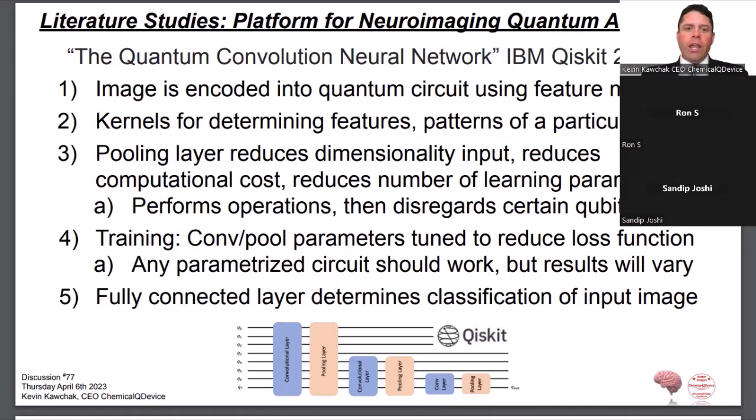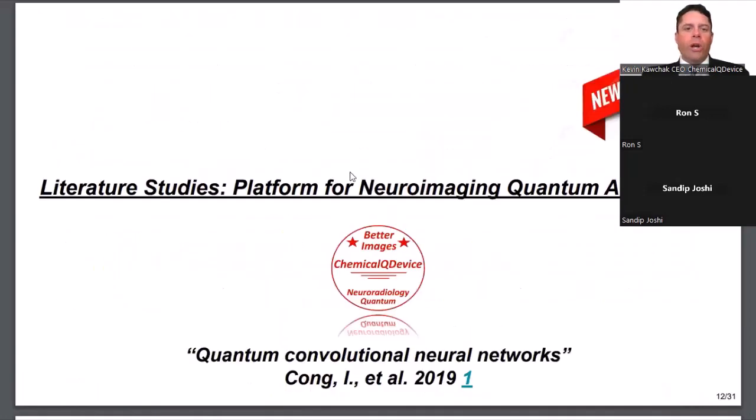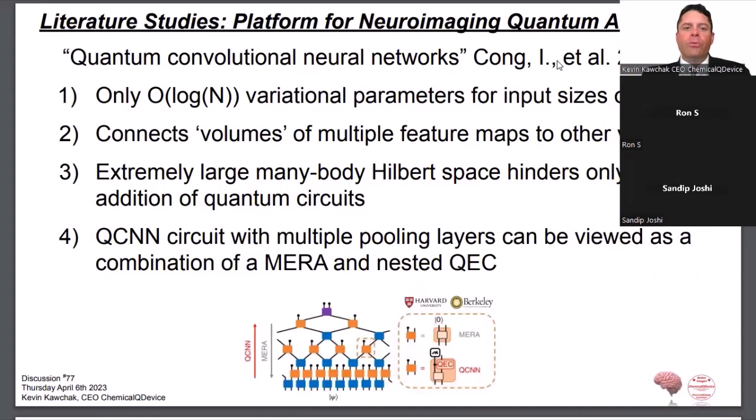For training, these parameters are tuned to reduce the loss function. Any parameterized circuit should work, but results will vary. The fully connected layer determines classification, and that's at the end. This is thought to be a strong point for ion trap hardware, which can do fully connected, meaning an all-to-all connectivity kind of notion.